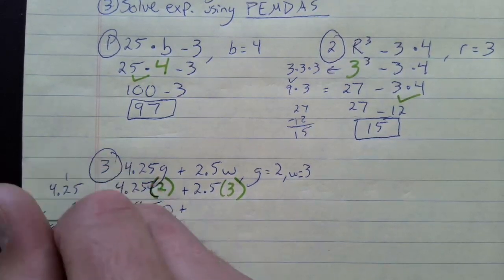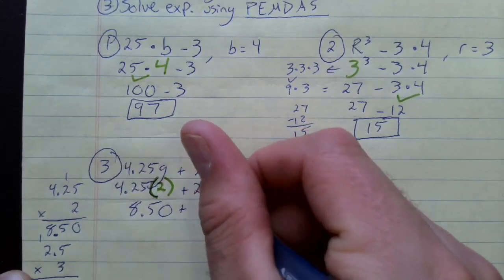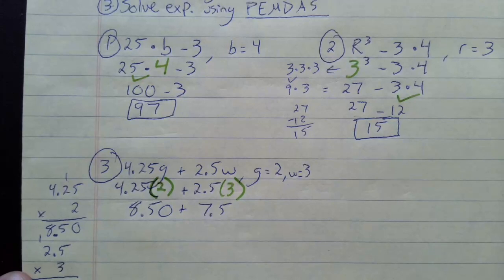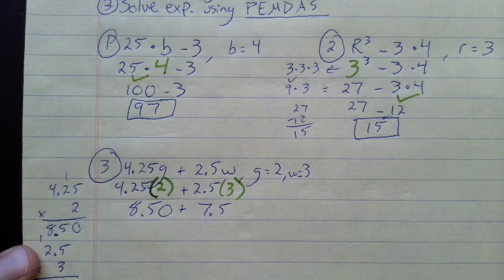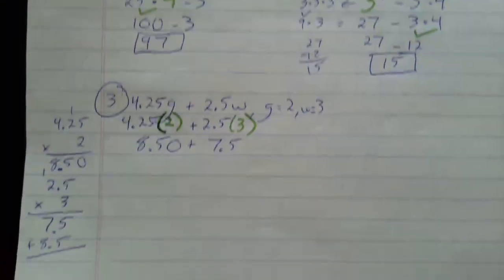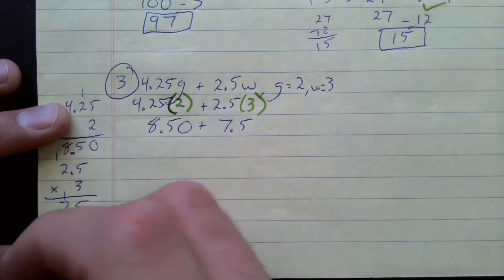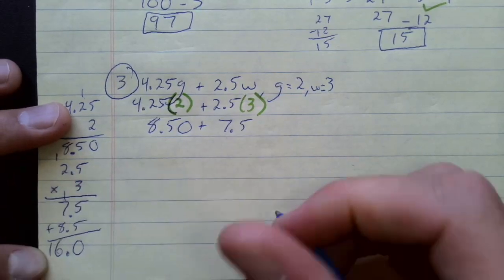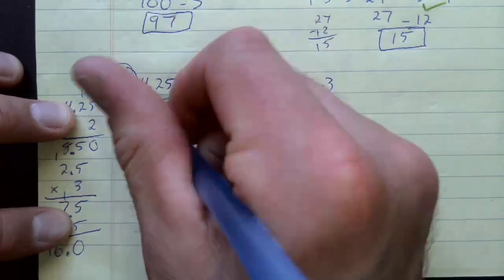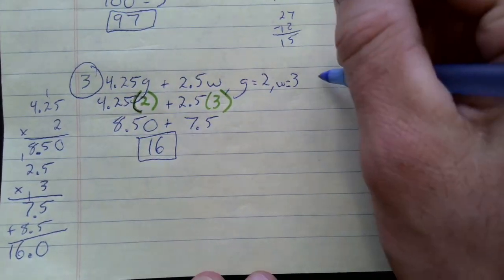Gives you 15, regroup, 7.5 plus 7 and 5 tenths. So when you go to add that together, you have 8.5 plus 7.5. And I'm just continuing my work right down here, and you can do the same. That gives you 16. 16 is your answer. That's it. Let's see another one.